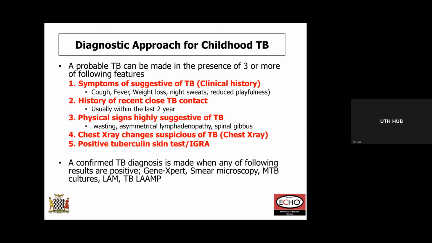You note that there's also a history of a contact for TB. What is regarded as contact is somebody being in contact with a TB person in the last 2 years, especially that TB progresses within 2 years, and in 10% of these children in contact, they get active TB disease or not. You will note in our poll question, it was a two-year-old child whose father had TB 3 years ago.